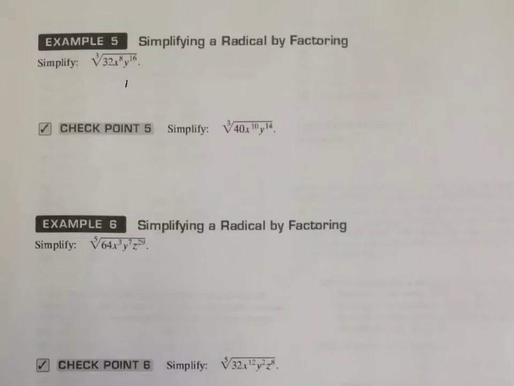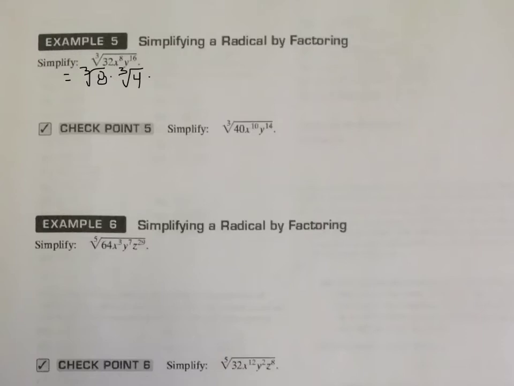Let me rewrite that so it looks right. Cube root of 8 times the cube root of 4. There we go. And then we're going to start doing our variables. X to the 8th can be written as, I'm going to write it as x to the 6th times x squared, because 6 plus 2 is still 8.